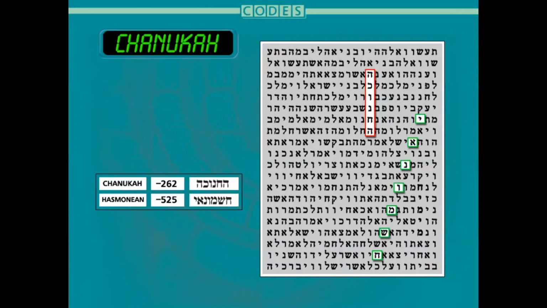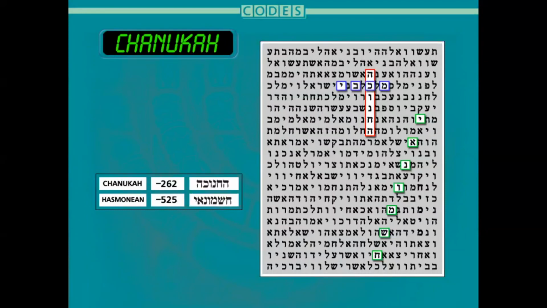So take a look. Here I have the word Hanukkah, and the longest word that I have is Hashmonai, 7 letters, right next to the word Hanukkah of 6 letters. And if you look from the Yod to the Chet, it is only 1, 2, 3, 4, 5, 6, 7. There are 80,000 words, and I'm only 7 letters apart.